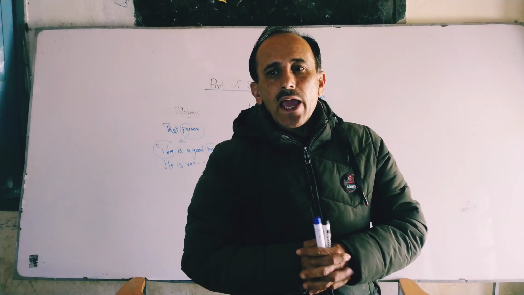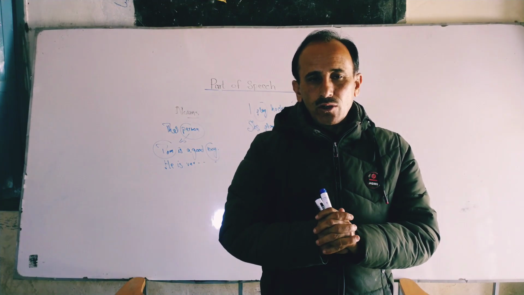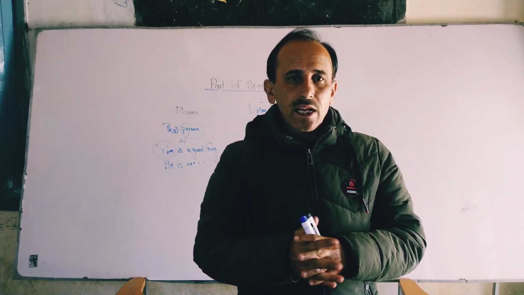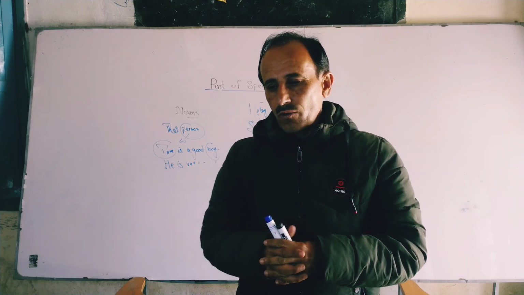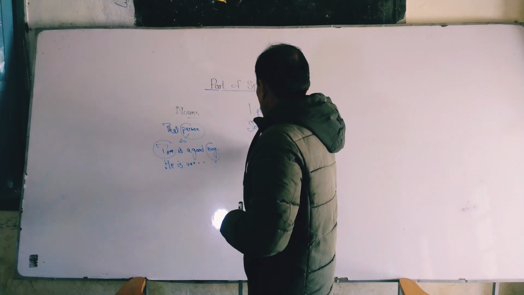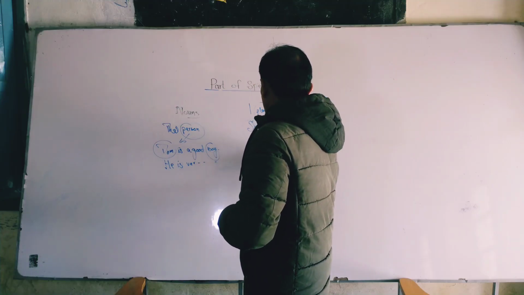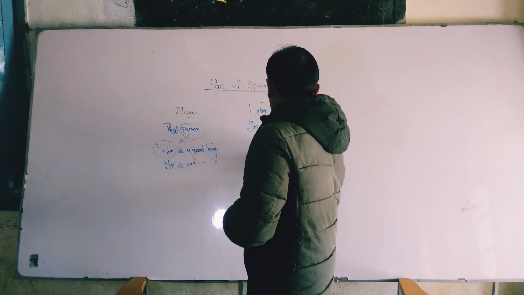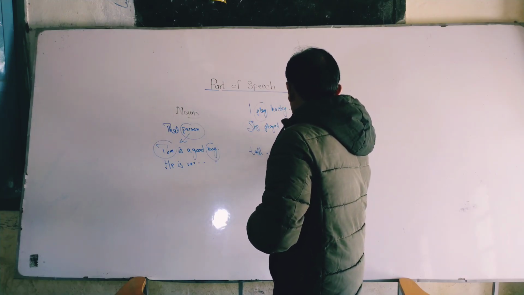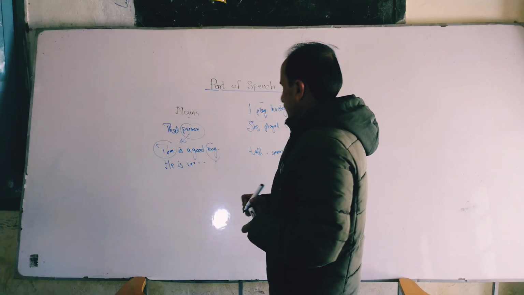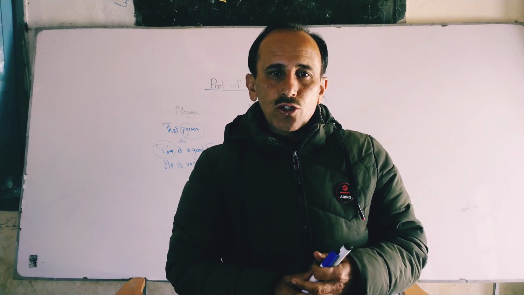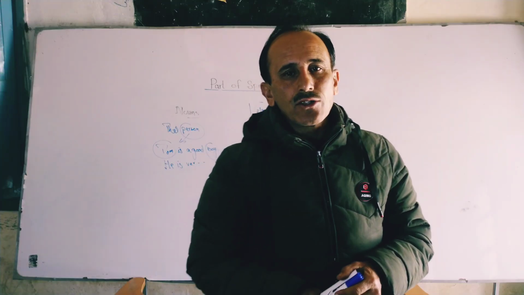The other one is adjective, making speech colorful. When we use adjectives in our sentences, our spoken English becomes colorful. For example, tall, smart, boring. Like this, you can use many adjectives in your spoken English sentences.